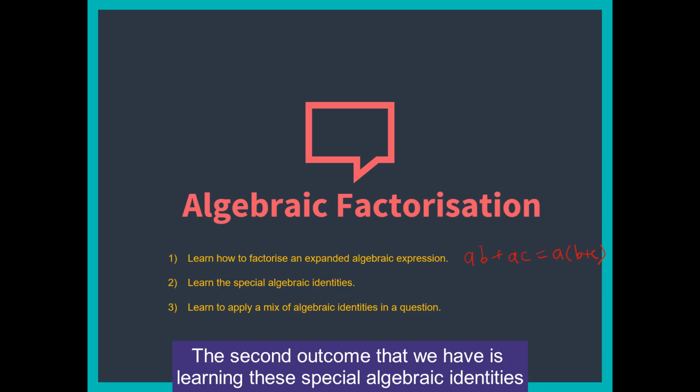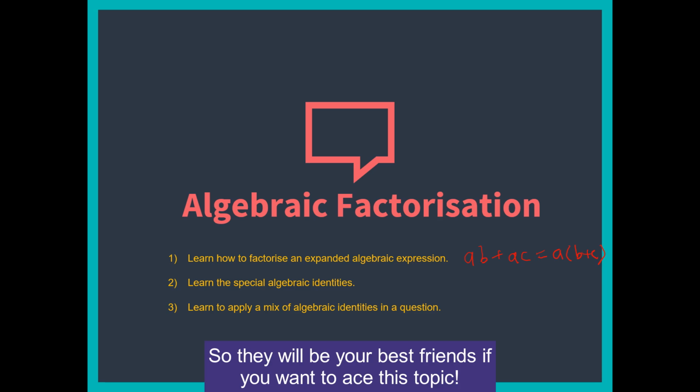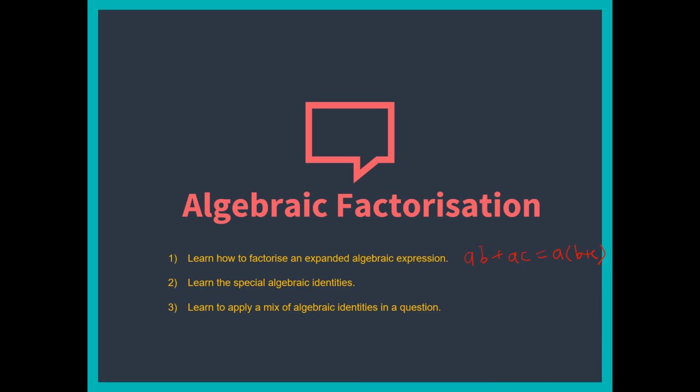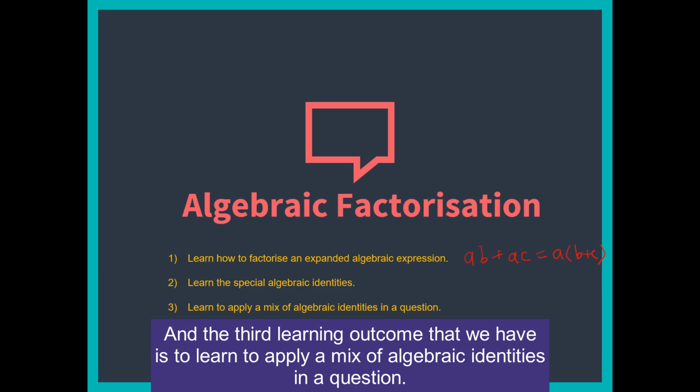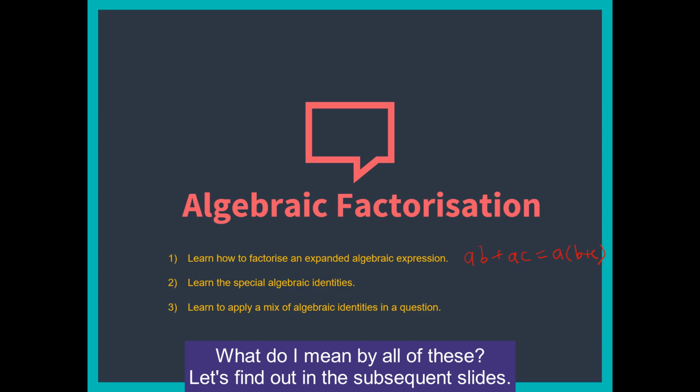The second outcome that we have is learning these special algebraic identities. I won't list all of them down here, but there are three of them. They will be your best friends if you want to ace this topic. And the third learning outcome is to learn to apply a mix of algebraic identities in a question. So this would be the mix of outcome number two. What do I mean by all of this? Let's find out in the subsequent slides.